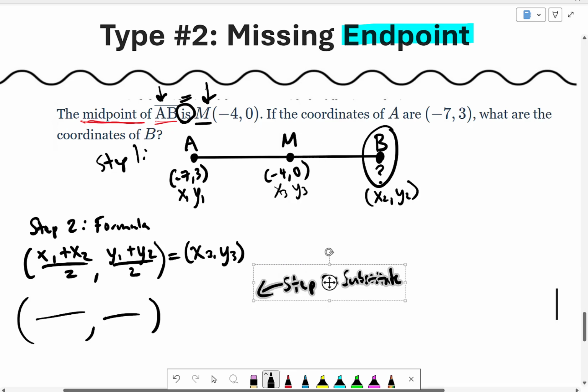Okay, so x1 is -7 and y1 is 3. Unfortunately, x2 and y2, we don't have it, so we can't change it.